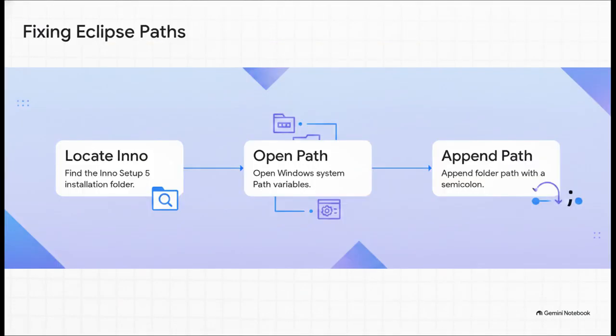The fix here doesn't involve touching a single line of your Java code. It is purely procedural within the Windows operating system. Step 1. You have to manually locate exactly where InnoSetup5 is installed on your machine. Step 2. Open up your Windows System Path environment variables. And Step 3. Append that folder path to the very end of the list. But pay close attention to this detail. You must separate it with a semicolon. Just one missing semicolon or one forgotten path variable renders your entire Eclipse build automation completely useless. Talk about a needle in a haystack, right?